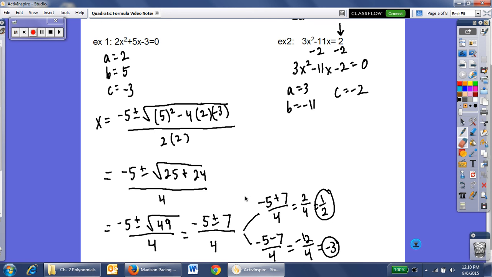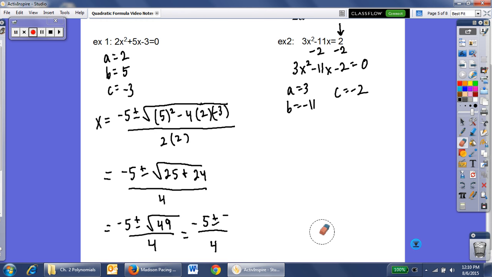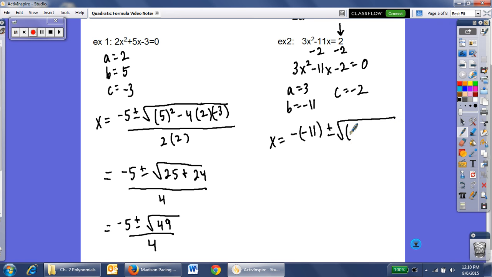Okay, let's go ahead and plug in from here. Let me clear a little space on the side. Okay, so using the quadratic formula, we have x equals negative b. So we have negative 11. We'll have to simplify that. Plus or minus the square root of b squared, so negative 11 squared, minus 4, A is 3, and C is negative 2. All of this divided by 2 times A.